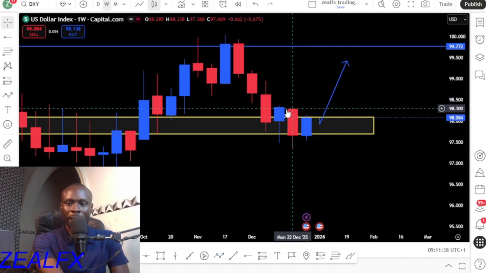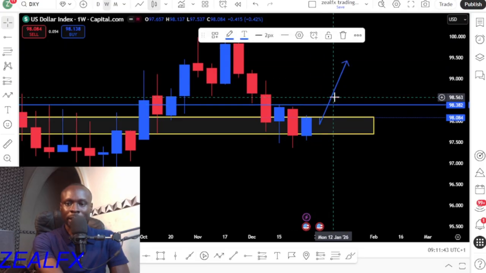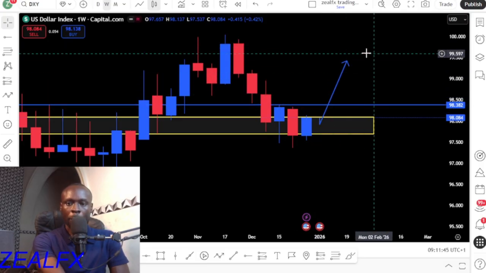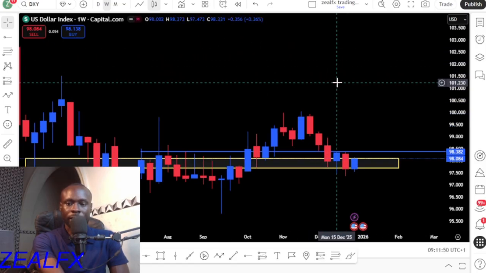Once we see a break of price above this resistance level this coming week, this might trigger a retest again before we see further buy for the dollar index. So the dollar index for this week still remains bullish.